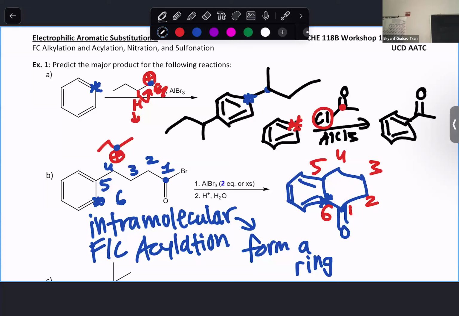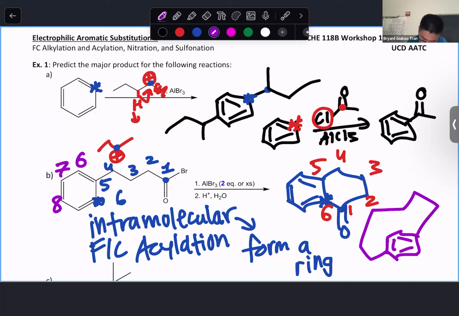This is intramolecular. So we can't choose this carbon here to react, because if we chose that carbon to react, that's going to be, let's say 1, 2, 3, 4, 5, 6, 7, 8-membered ring. And then we're going to have to do something like this. Say 2, 3, 4, 5, 6, 7, 8. Yeah. And then that is not a good ring.